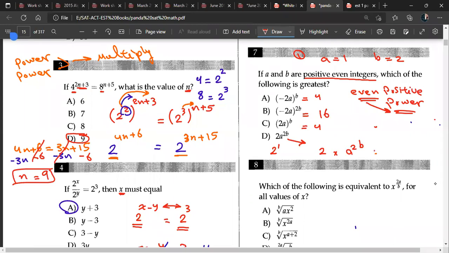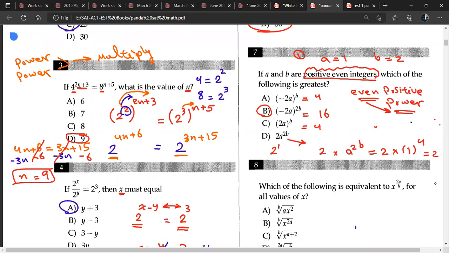So in this case, substitute: you multiply 2 by A equals 1 power 4. 1 power 4 equals 1, and 1 by 2 equals 2. So the greatest number here will be B. Is this clear, guys? If you have a condition like this, you can apply the condition and find the answer. Clear?